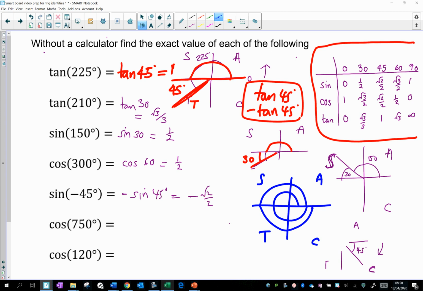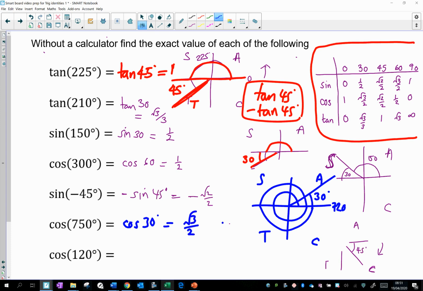We're going as far as 750, so that's here. And if it's 720 to here, okay, then this angle at 750 must be 30 more. So the angle made with the x-axis is 30 degrees. Now, it's in the A section. All of them are positive, so cos 750 is just the same as cos 30, and cos 30 is the same as root 3 over 2.